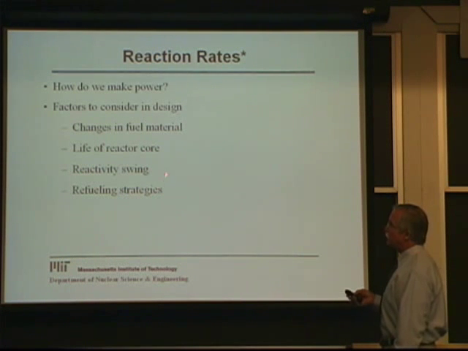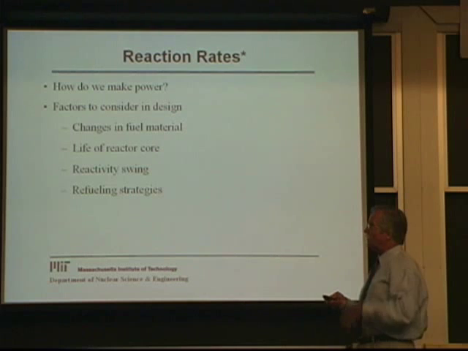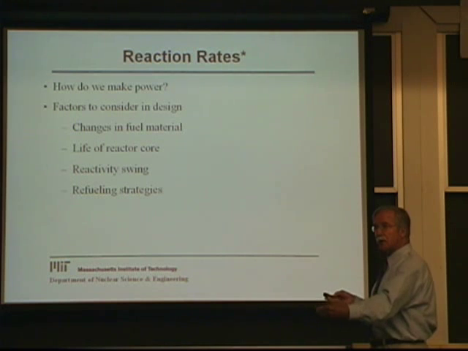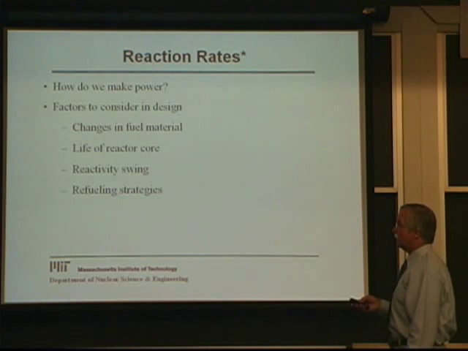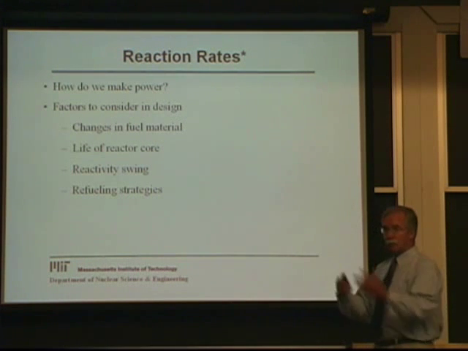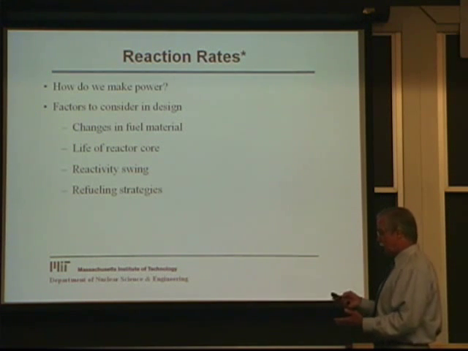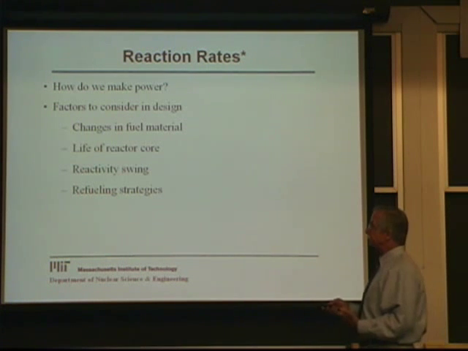the design. This reactivity swing is a measure of from the initial enrichment, which will have to be over-enriched in uranium, to a point when all the uranium is used up, making the reactor subcritical. That's the ultimate reactivity swing during operation. And we also have to consider certain refueling strategies. And what this basically means is, do we want to take the entire core out and replace it with a fresh core? Or do we want to take a third of the core out or a quarter of the core out? And that refueling strategy is largely dictated by economics and refueling interval.